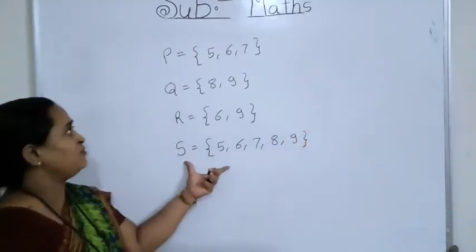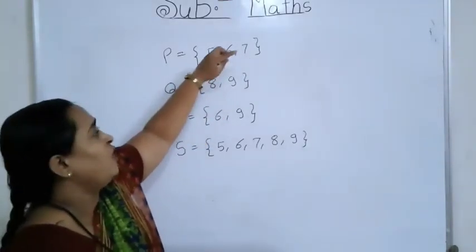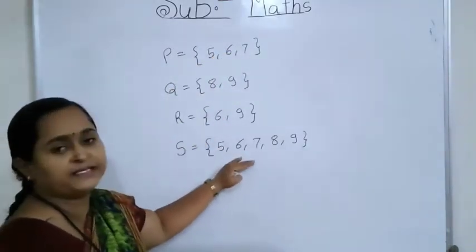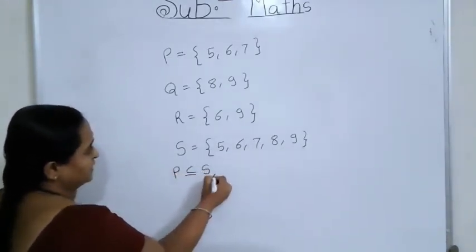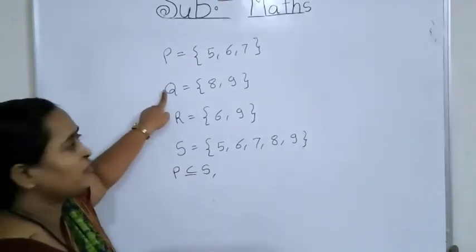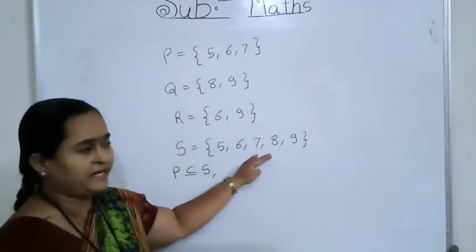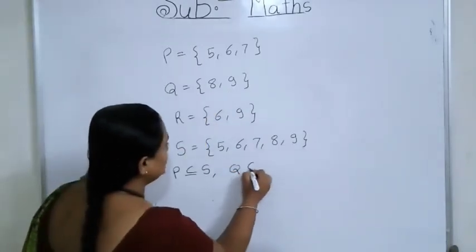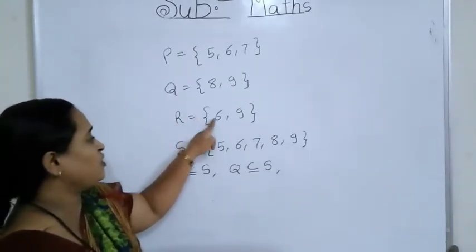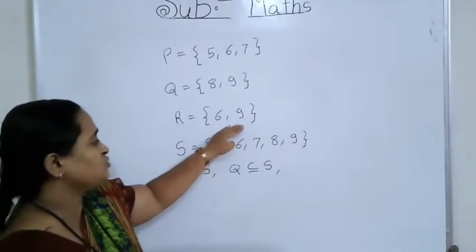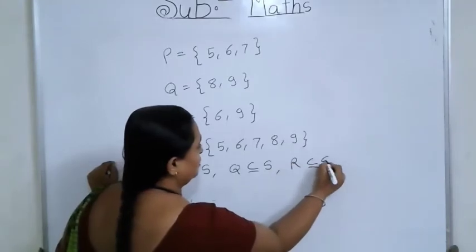Now see in this example, in set P, 5, 6, 7, three elements are there. All these three elements are present in set S, means P is a subset of S. Now next set is Q. Q is the set of 8 and 9. Again these two elements are present in set S, means Q is a subset of S. Next set R. R is the set of 6 and 9. Again these two elements are present in set S, means R is a subset of S.